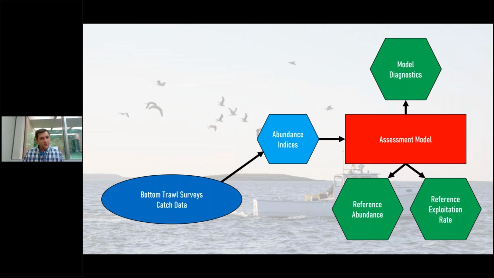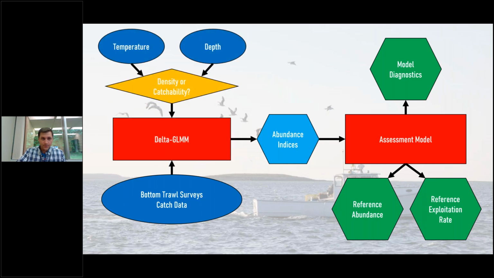This, along with other information from the surveys, information from the fishery itself, and biological data, are used to fuel the assessment model, which generates, among other things, reference abundance over time and exploitation rate over time, as well as various model diagnostics. I'll get more into those details in a little bit, but first I wanted to show our addition to this framework.